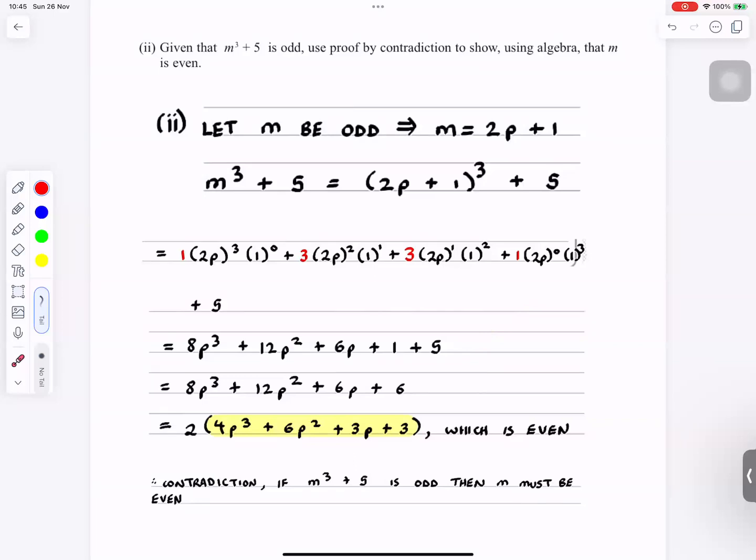Now you can factorize 2 out. 2 times that expression there, which is even. But when you multiply by 2, it's in the 2 times table. So therefore, it's a contradiction. If m cubed plus 5 is odd, then m must be even.